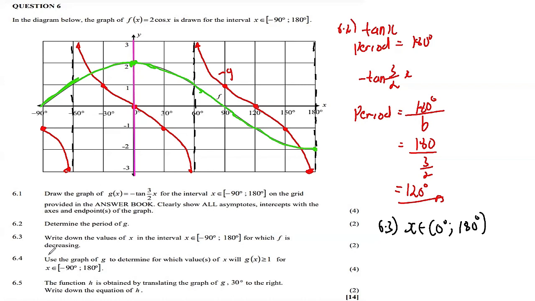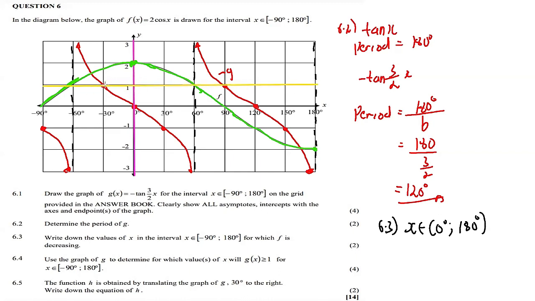Okay, then 6.4 says use the graph of G to determine for which values of x will G of x be greater or equal to 1 for the interval of negative 90 degrees to 180 degrees. Where do we have our graph of G being either equal to positive 1 or above positive 1? So let's just indicate like this.